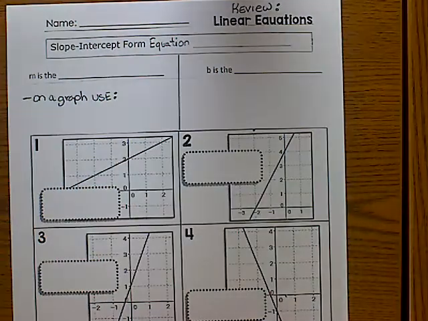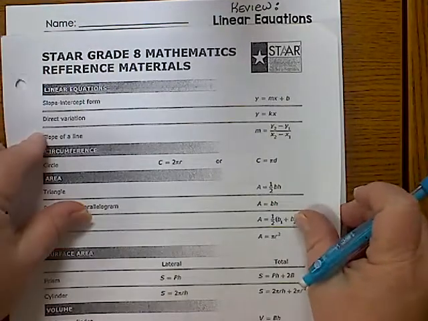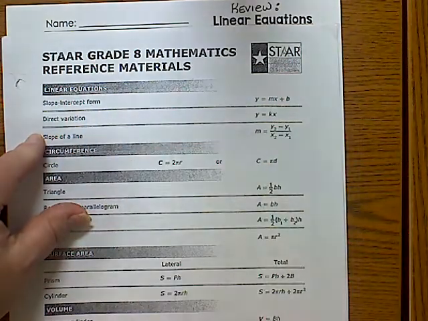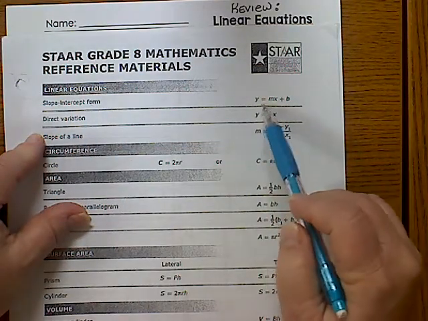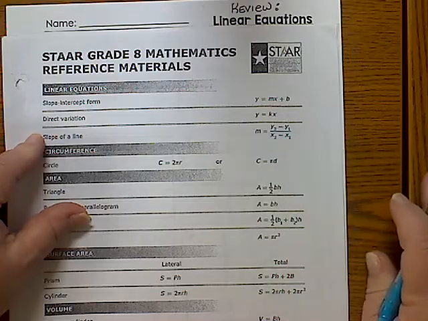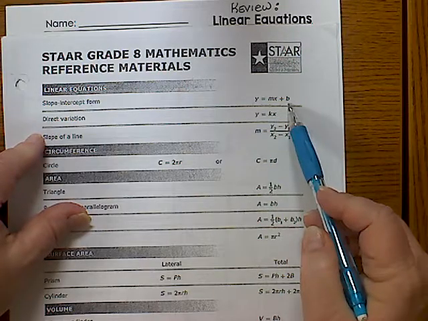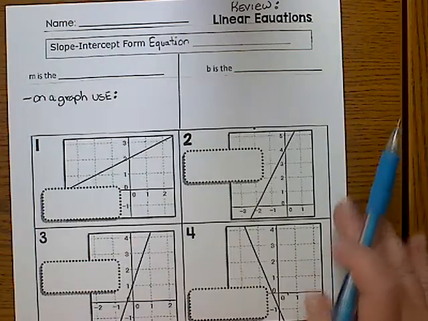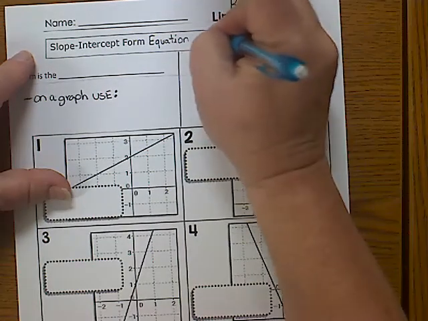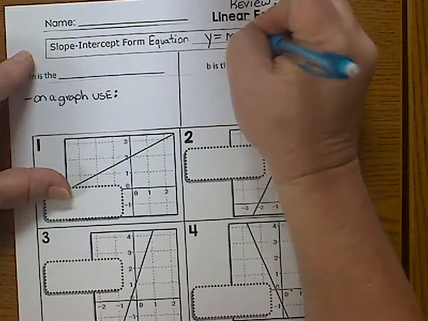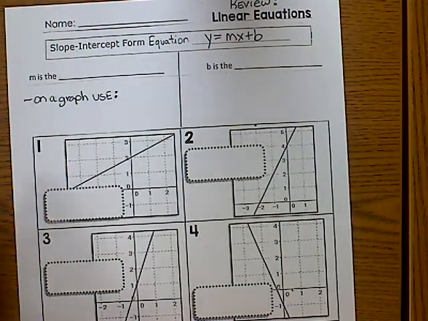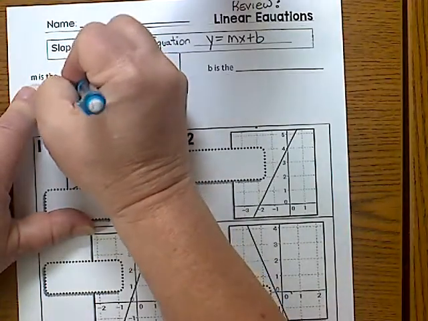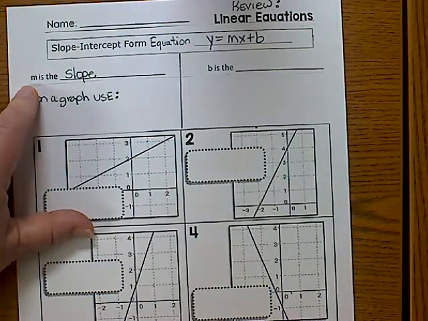Slope-intercept form equation. It's on your mathematics chart. Slope-intercept form linear equations: y equals mx plus b. That is the form that we need to talk about because some of you just don't understand it. So, it is y equals mx plus b. M is the slope or the rate of change.